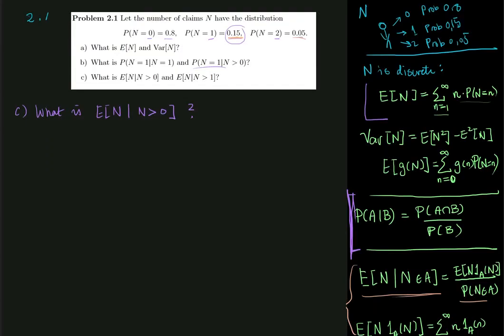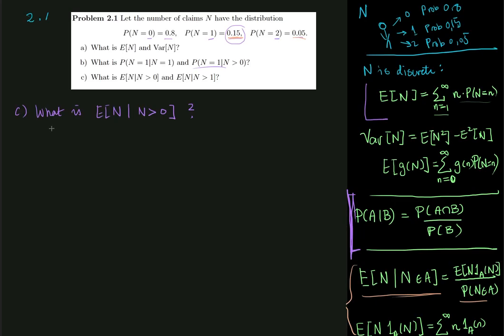In part C, we want to look at conditional expectations, and we want to find out what is the mean of n conditioned on the fact that n is greater than 0. We can do this in two different ways. In the case where you have the conditional distribution given, then you can actually figure this out using the conditional distribution. Let me explain what I mean by that.